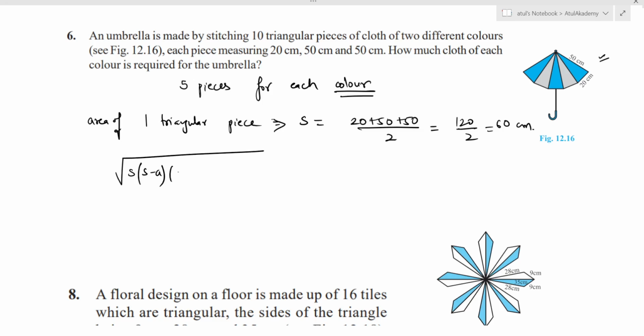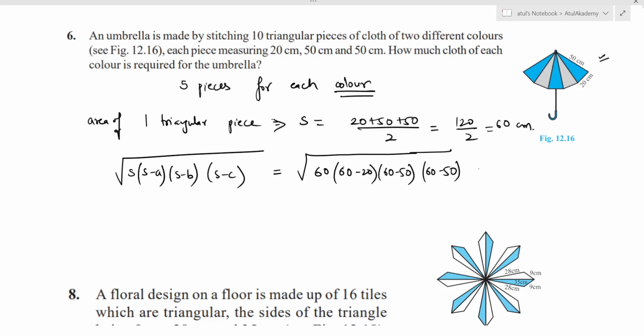I'm writing the formula again and again in every question so that you also write it, and you know that when you solve during your exam, it comes out neatly with everything over there. Okay, so 60 minus 20, 60 minus 50, and 60 minus 50. Fine. So what will you get from this? It's 60 into 40 into 10 into 10. Do I have a pair over here? I think, yeah, I can split it up.